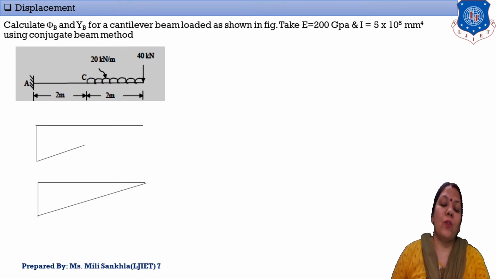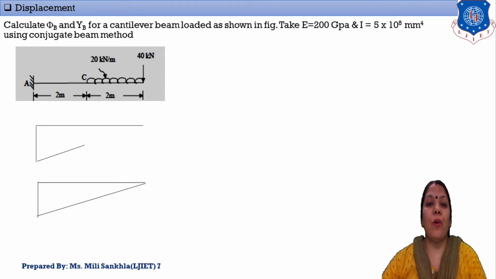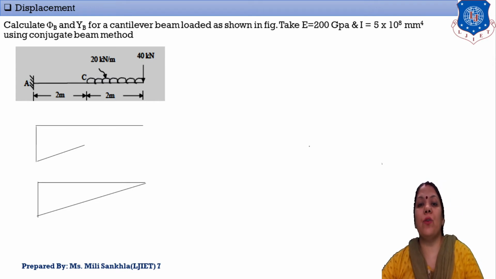Now we solve our first example of the conjugate beam method. Before starting this example, we read the given data properly. Calculate phi B and yB. Phi B means slope and yB means deflection for the cantilever beam loaded as shown in the figure, where E is given as 200 gigapascal and I is given as 5 into 10 raised to 8 mm raised to 4. Find them using the conjugate beam method. Deflection and slope we find at point B.